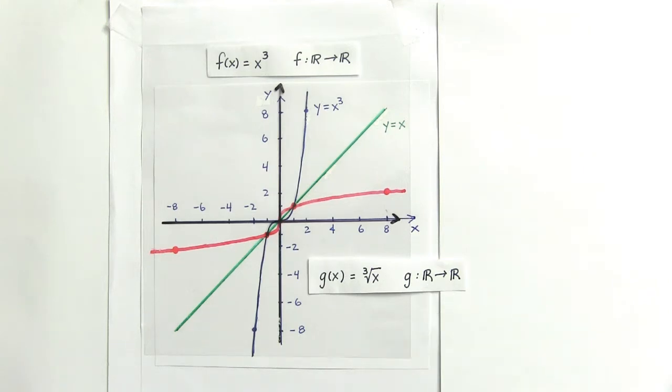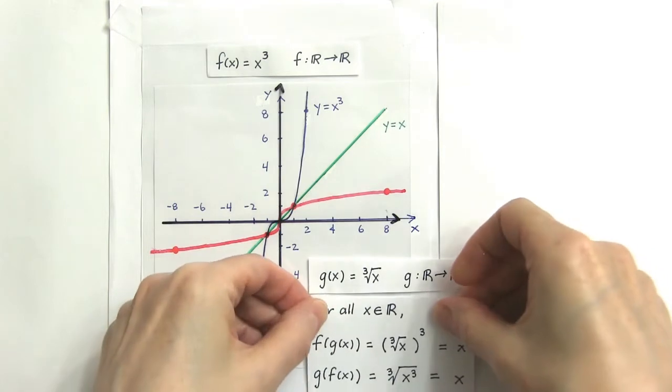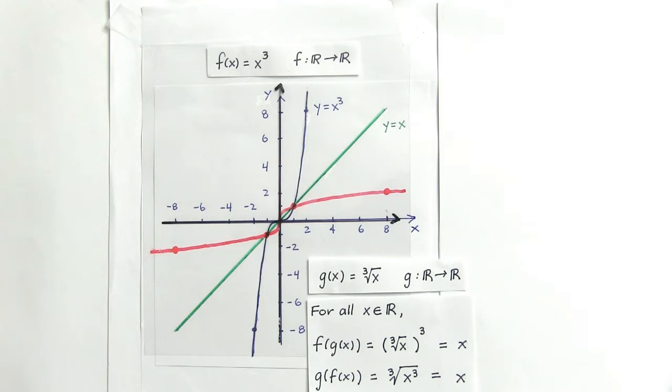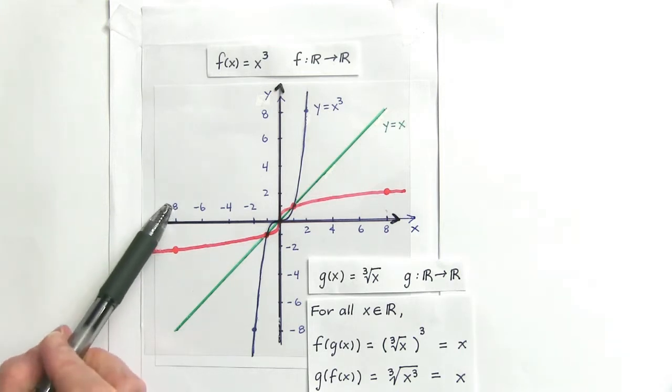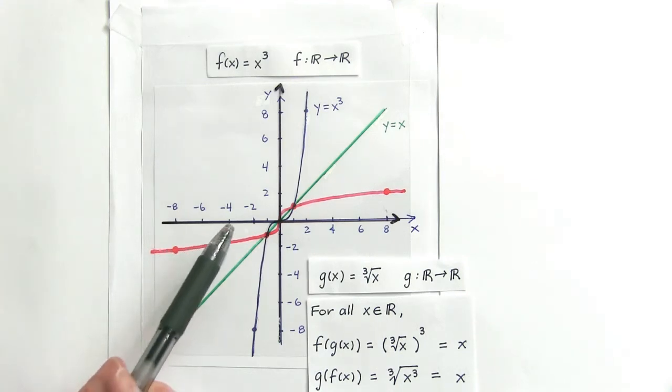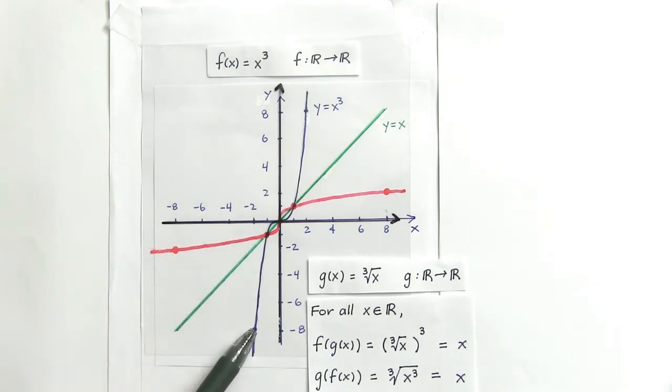And by definition, these are inverse functions because for every real number x, plugging g at x into f gives us x back, and plugging f at x into g also gives us x back in this way. For example, if I plug in -8 into g, I get -2, and then if I put -2 into f, I get -8 back, and so on. This is true for every real value x.